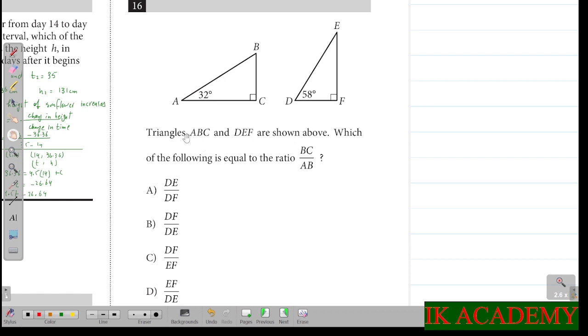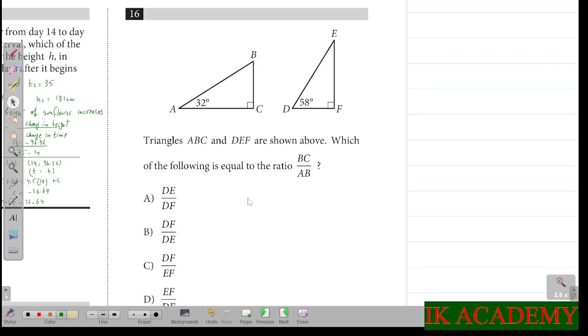Our next question is triangles ABC and DEF are shown above. Which of the following is equal to the ratio BC over AB? Here both the triangles are similar because their corresponding angles are the same. Here we can find the angle E.